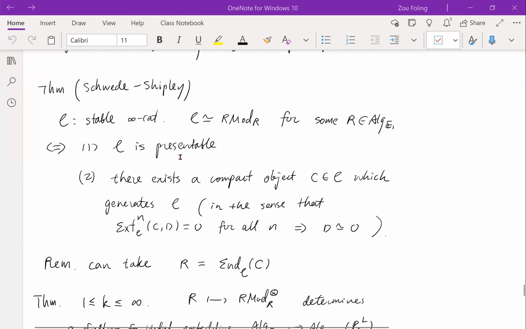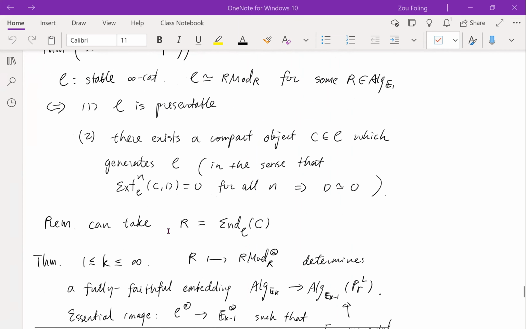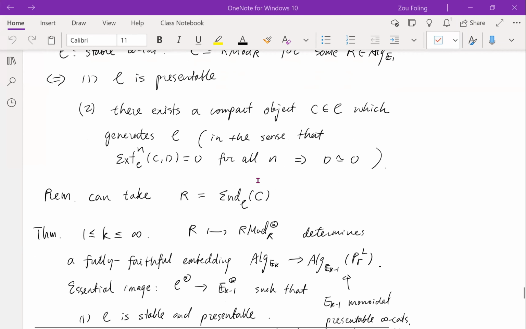And the theorem says that if you have these properties, which are satisfied for a module category, then you are a module category. And in fact, you can take this E1 ring R to be the endomorphism of this object. And the endomorphism is automatically an E1 algebra. And if you have an E_n monoidal category, then the endomorphism of the unit is E_(n+1).